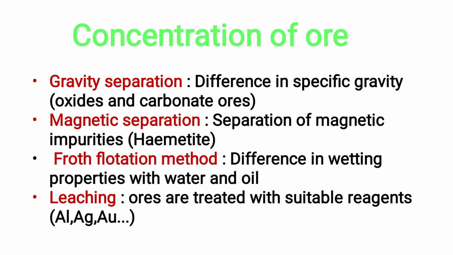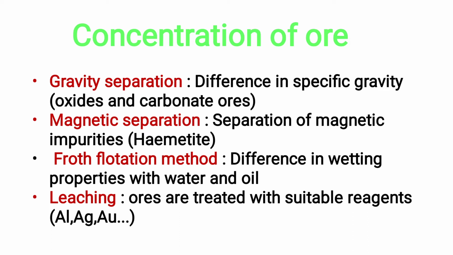Gravity separation is based on the difference in specific gravity between gangue and ore particles. In this, the powdered ore is fed into a stream of running water so that the lighter impurities are washed away and the heavier ore particles are left behind. It is mainly used for the concentration of oxide and carbonate ores.